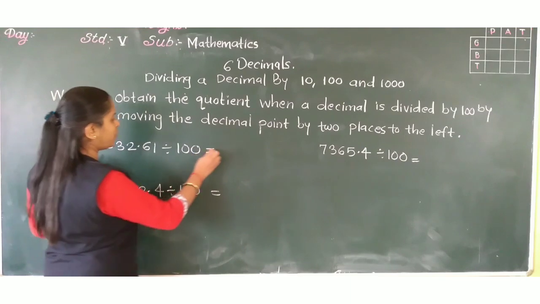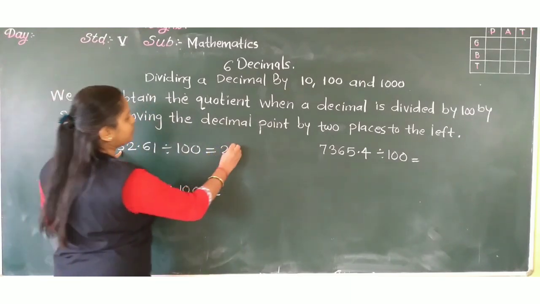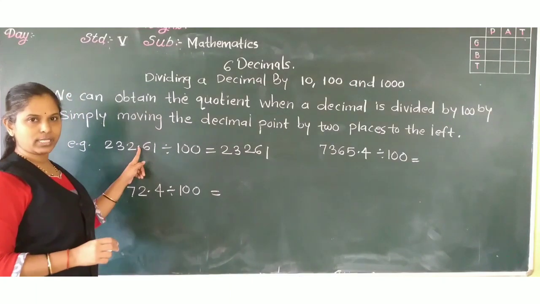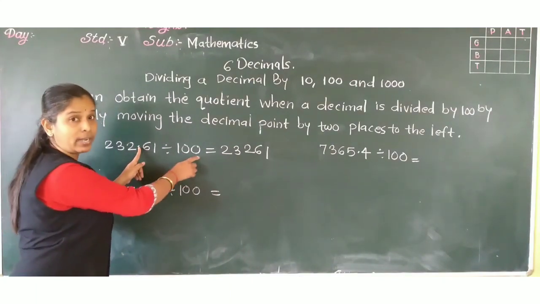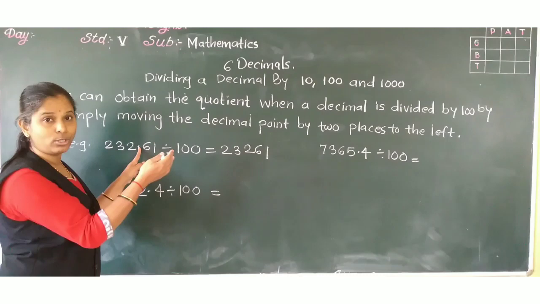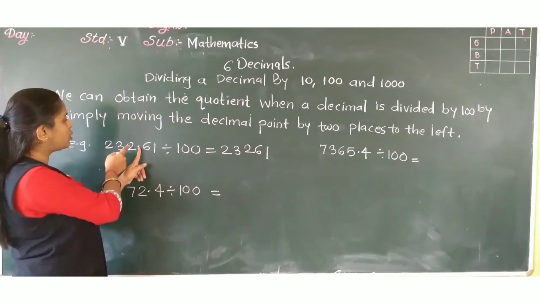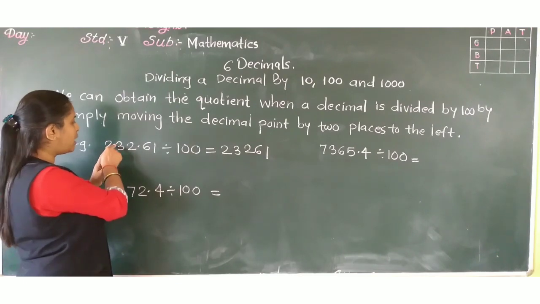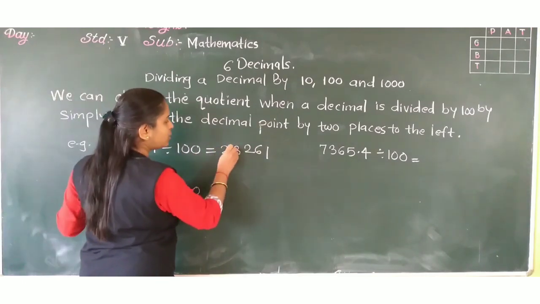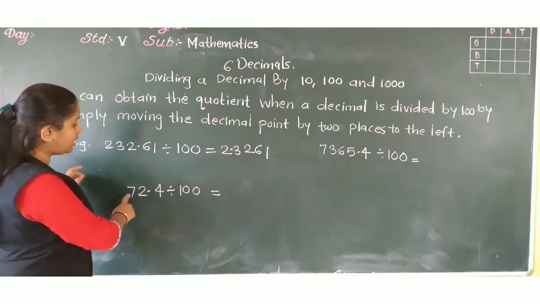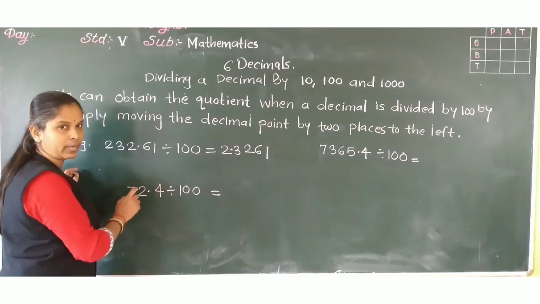So this number first write as it is. Okay? And here the decimal place is there, no? And we are dividing by 100 now. So by how many places do we have to shift? Two places. So to the left side means this side. So 1 and 2. Here it will come after 2. Correct? Now next thing, 72.4 divided by 100.